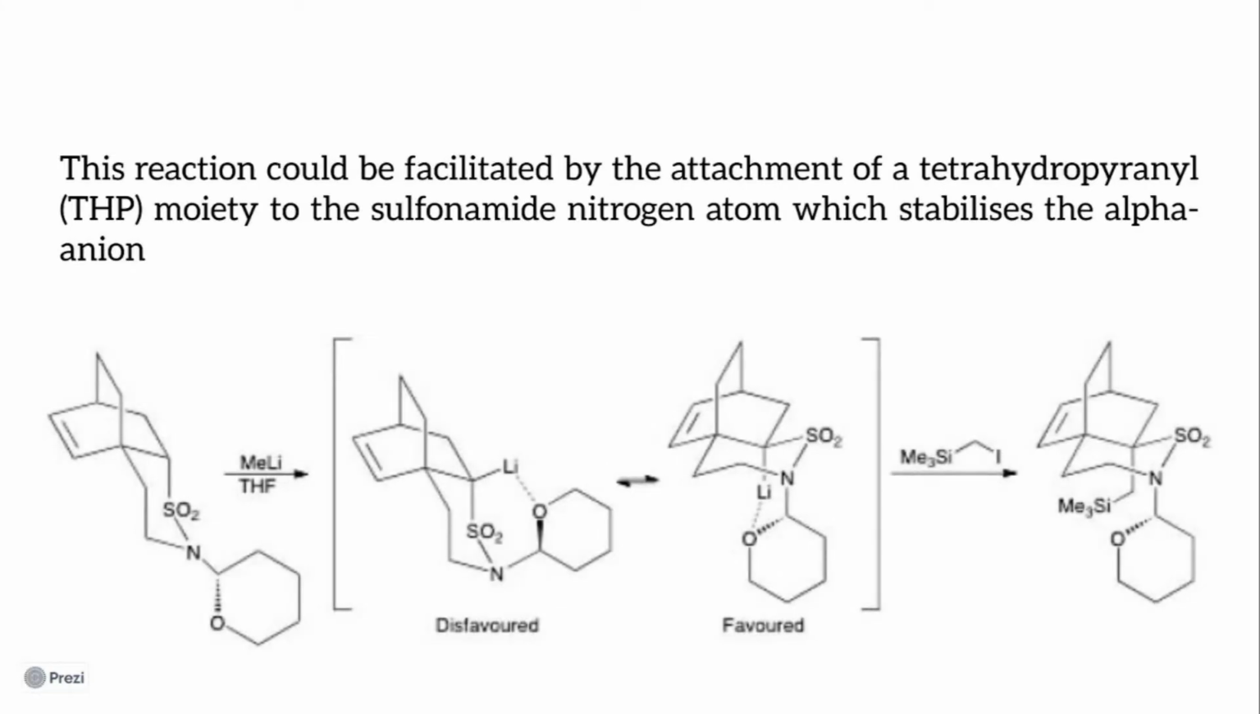Deprotonation of the sulfonamide could be facilitated by the attachment of a tetrahydropyranyl moiety to the sulfonamide nitrogen atom, which stabilizes the alpha anion via an acylation effect and highlights the propensity of alkyl sulfonamides in their metalated form to pair the metal and electron density on the carbon atom, rather than the sulfonamide oxygen atom, demonstrating their different reactivity compared to carbonyl compounds.